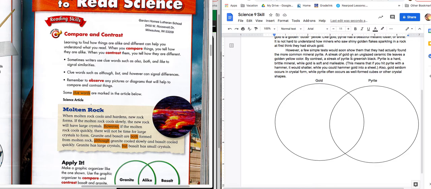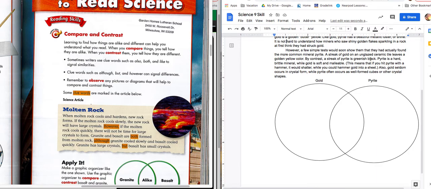A streak of gold on an unglazed ceramic tile leaves a golden yellow color. By contrast, a streak of pyrite is greenish black. We'll talk about streak coming up tomorrow, guys. What streak is, I literally scratch it. And we always think, or you might think, that whatever color the rock is, when I scratch it, that's what color is going to leave behind. So when I scratch gold, it leaves behind a yellow golden color. But when I scratch pyrite, which looks gold, it actually leaves a dark greenish black color behind. So if I have an unglazed ceramic tile in my pocket, that would be one way to tell the difference between gold and pyrite.